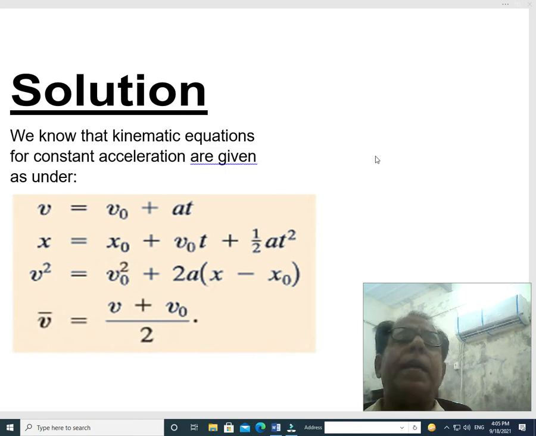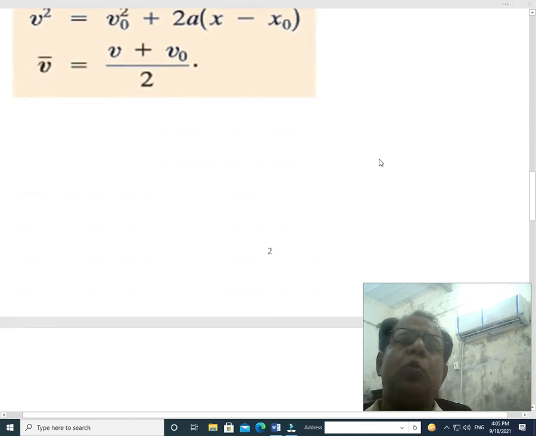Dear students, in this problem we are concerned with the second equation. The only difference is that this equation is given in terms of the x-axis, x equal to x naught, but we are concerned with vertical motion. So we will replace x and x naught with y and y naught. The remaining contents of this equation will remain unchanged.